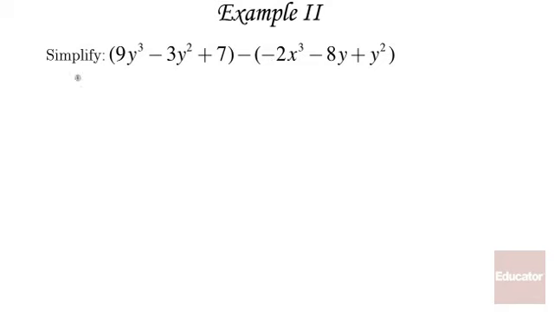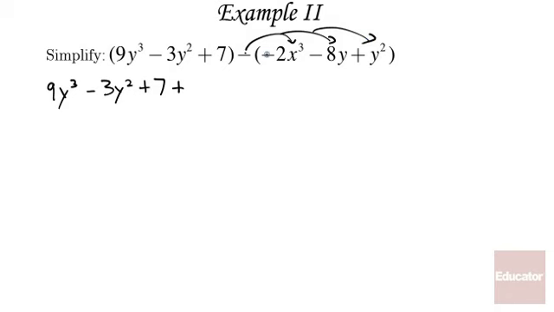Example 2 is asking me to simplify, and this time it's subtraction. So I have to be a little more careful with removing the parentheses. The first one does not have a negative sign in front of it, so I simply take out the parentheses. Here, I'm going to change this to a plus, but in order to do that, I have to apply the negative sign to each term within the parentheses.